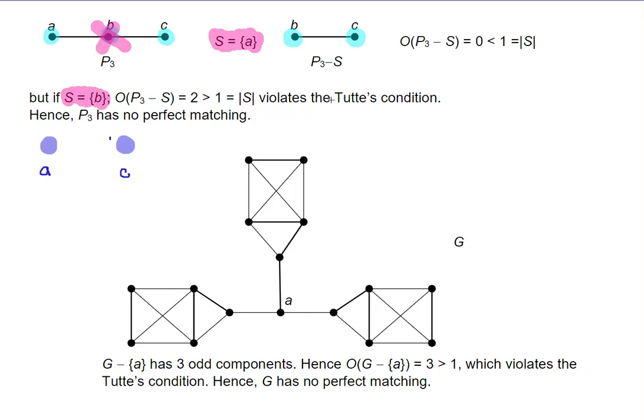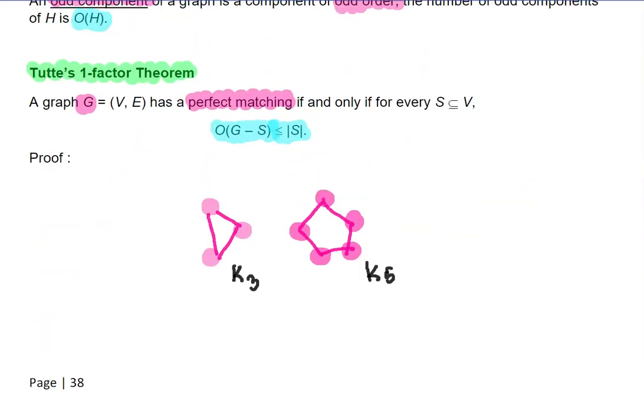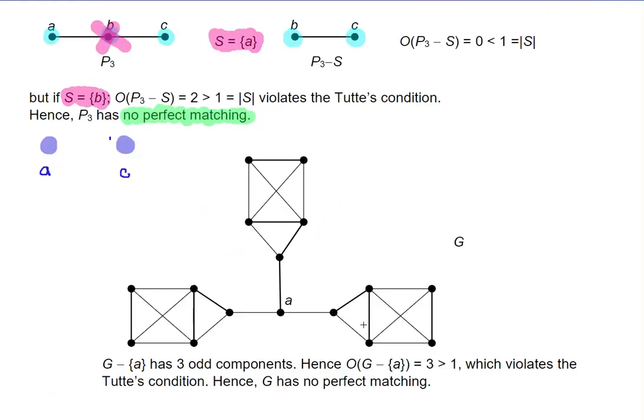which violates the Tutte condition. So P3 has no perfect matching. We can conclude P3 has no perfect matching because it violates the Tutte condition. Look here, the number of odd components of G minus S must be less than or equal to the number of the set S.